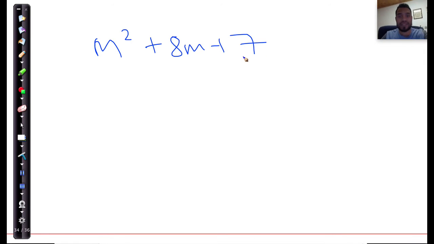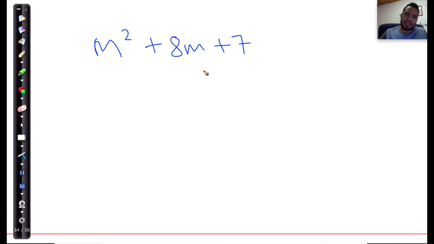Okay, so let's look at example number 4. So I've got over here, we've got to work on the handwriting. It's m squared plus 8m plus 7. M squared plus 8m plus 7. Okay, let's try that plus 7 again. Plus 7. Again, read this mathematically.